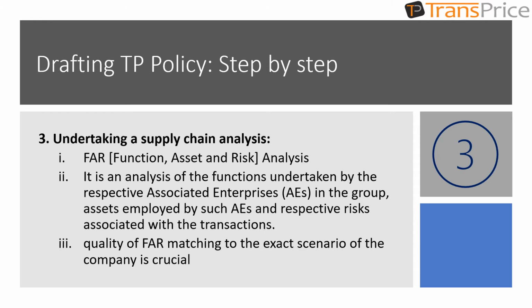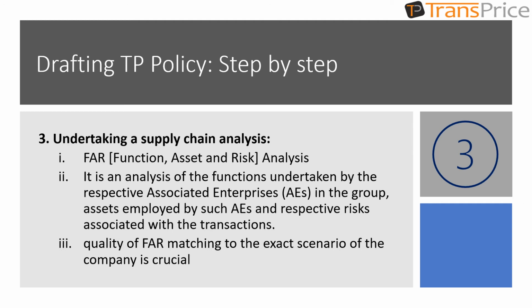Third, undertaking a supply chain analysis. FAR, that is function, asset and risk analysis, should be taken up. It is an analysis of the functions undertaken by the respective associated enterprises in the group, assets employed by such AEs and respective risks associated with the transactions. Now, ideally, a legal intercorporate agreement is a starting point to FAR analysis, followed by management interview.